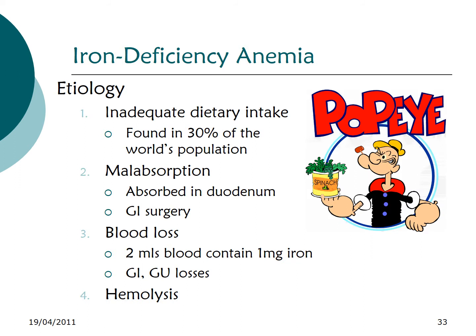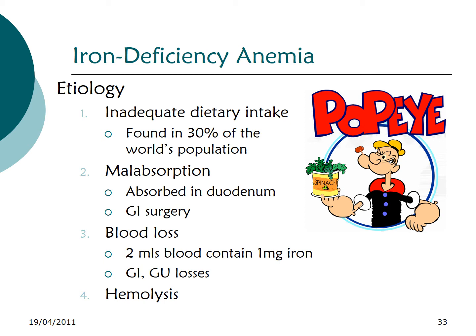Iron deficiency anemia. And how does it happen? Usually inadequate dietary intake. So, it's found in about 30% of the world's population. Or someone who has some malabsorption issues in the duodenum and the GI, maybe due to GI surgery. Someone who has blood loss. 2 mLs of blood contain 1 milligram of iron. GI or GU losses, or hemolysis, breaking down of red cells.